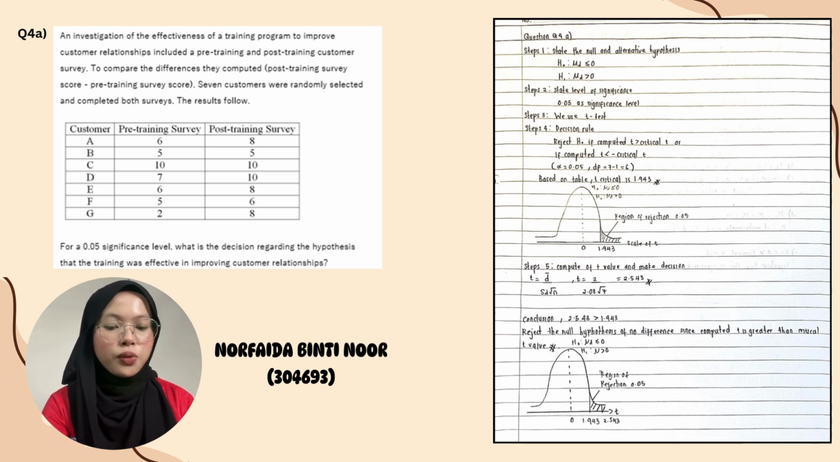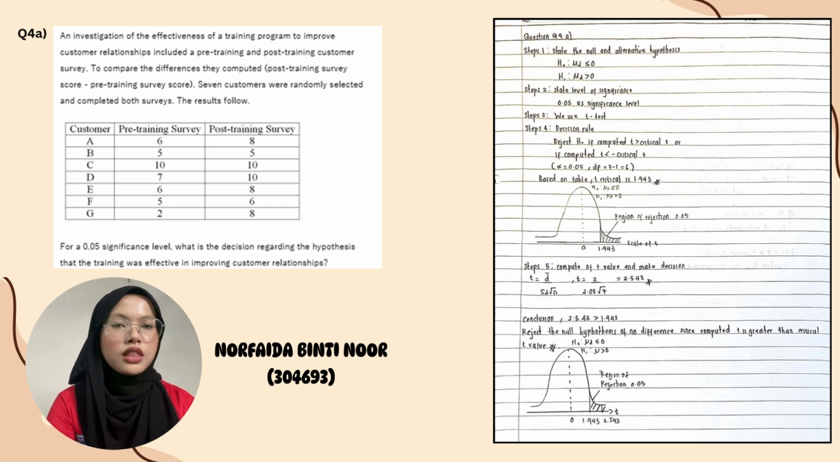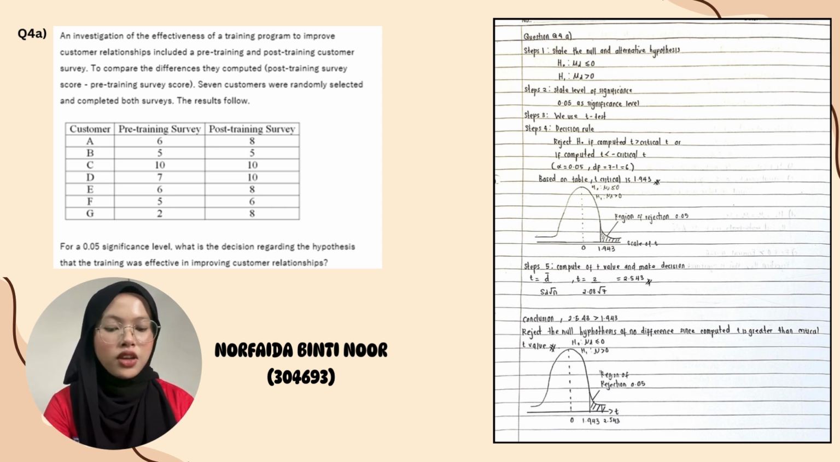For step 5, we need to compute the T value and make a decision. So we find the T value and we get 2.53. As a conclusion, 2.53 is higher than 1.943. So we reject the null hypothesis of no difference since computed T is greater than the critical T value. You can see in our graph, the point is inside the region of rejection. That's why we reject the null hypothesis.